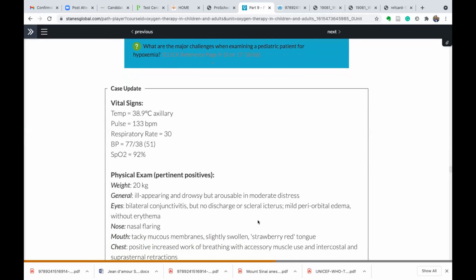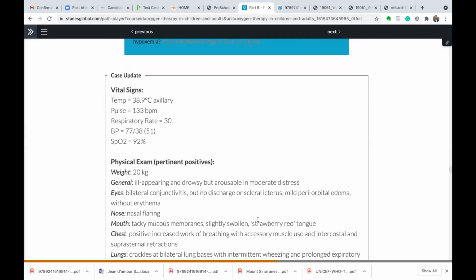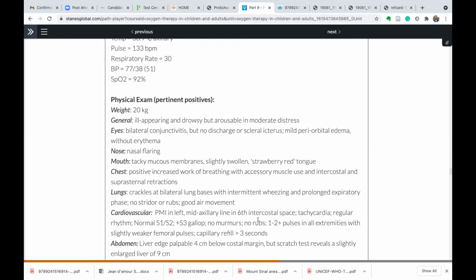Very good. So let's see the update for our patient. For now, the temperature is 38.9. The pulse is 133. The respiratory rate is 30, and the blood pressure is 77/38. SpO2 is still 92%. Physical exam, weight 20 kg.